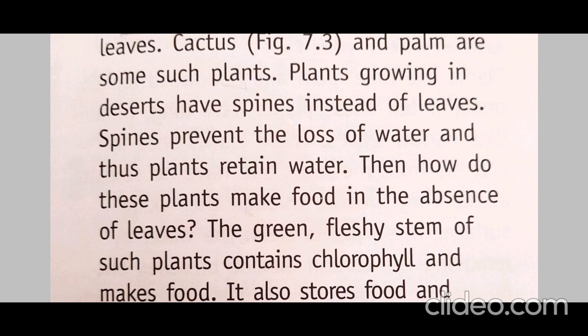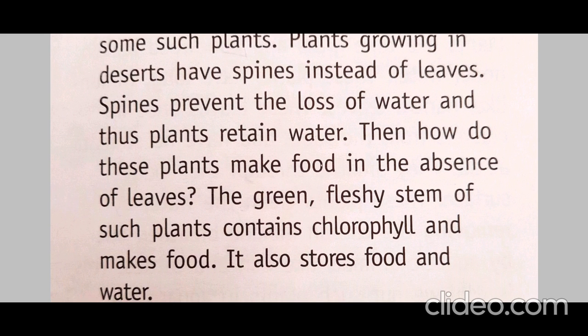Then how do these plants make food in the absence of leaves? I told you that they don't have leaves, but the leaves are modified in the form of spines and thorns. Then how do they carry out the process of photosynthesis? The photosynthesis in cactus plants is carried out by the green stem.